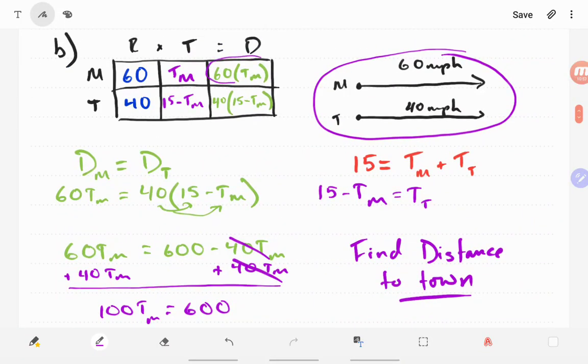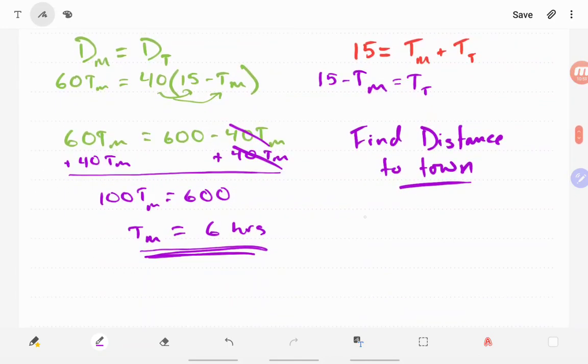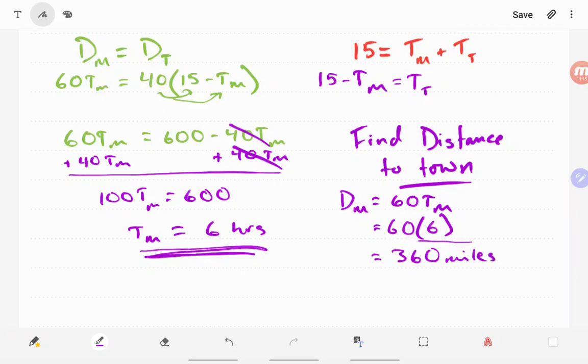I can use this distance or this distance because they're the same. Let's use 60 TM. So we know the distance that he drove on Monday is equal to 60 TM. And if TM is 6, I've got 60 times 6, which is 360 miles.